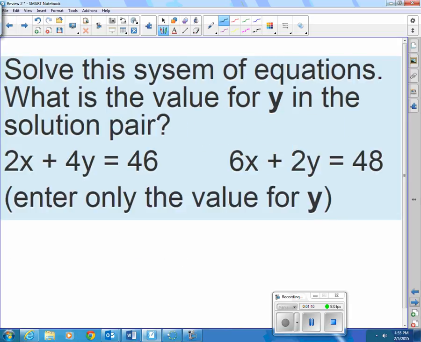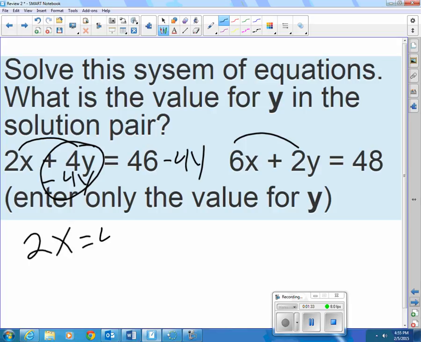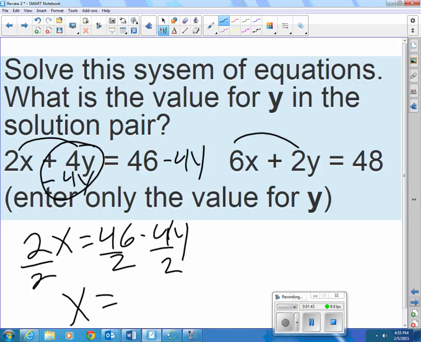Solving a system of equations. So 6 and 2 divide evenly, 2 and 4 divide evenly, so we can start on either side. I'll go ahead and start on the left. So I will subtract 4y from each side. Subtract the one that has a larger coefficient, so that we can end up with a whole number. So 2x equals 46 minus 4y. Well, 1x would be half of that. So x is equal to 23 minus 2y.